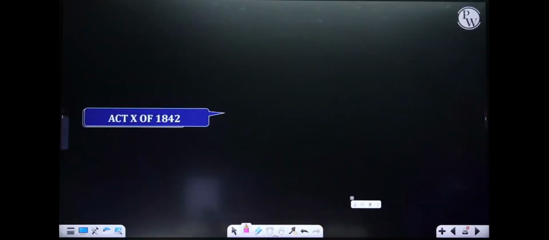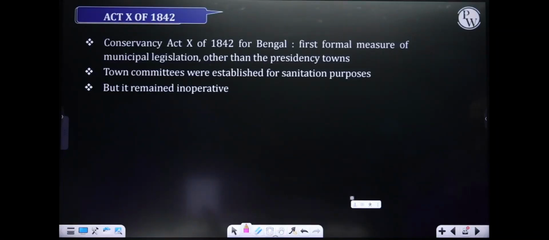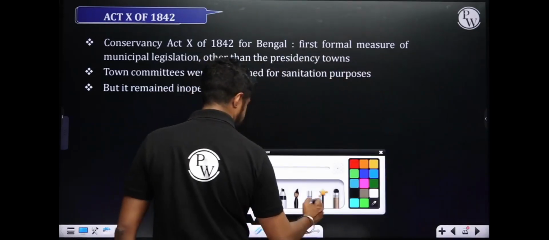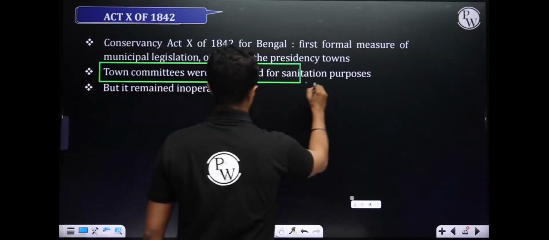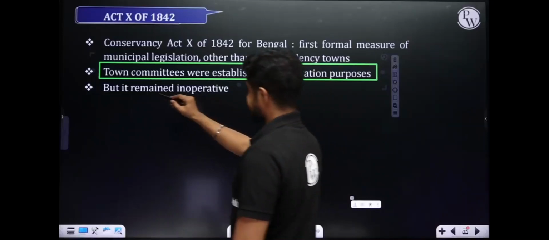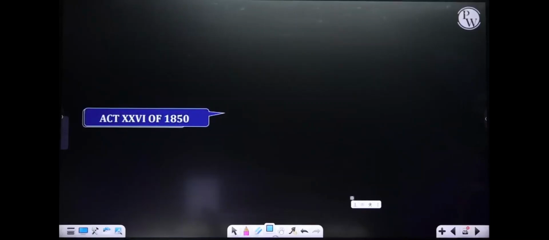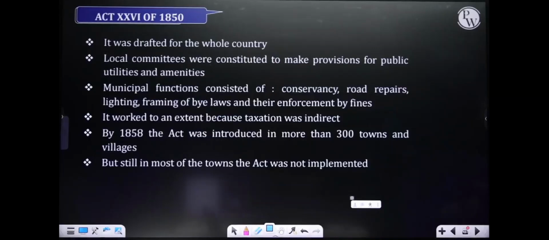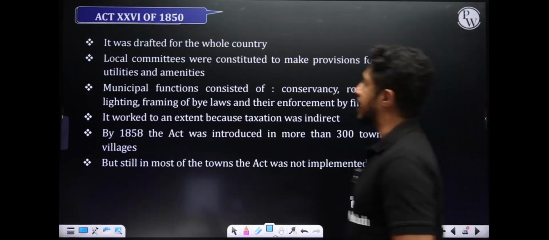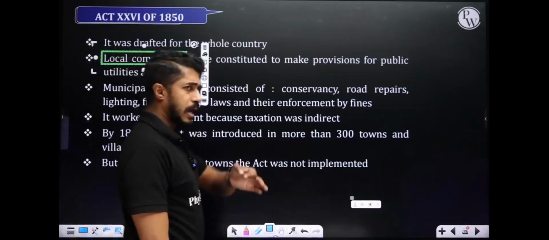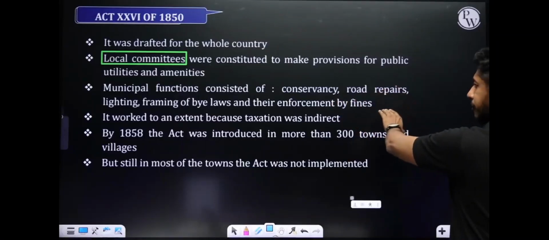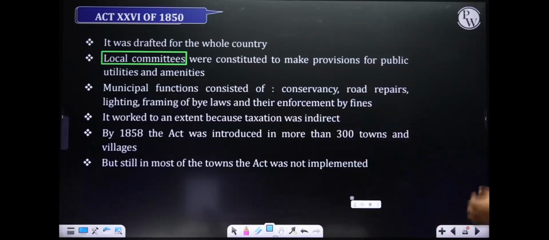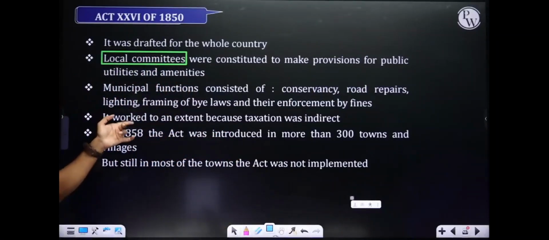Clear? Act X of 1842, the Conservancy Act X of 1842 for Bengal, was the first formal measure of municipal legislation other than the presidency towns. Town committees were established for sanitation purposes, but remained inoperative. Act 26 of 1850 was drafted for the whole country. Local committees were constituted to make provisions for utilities and amenities. That is, one committee for one utility. Municipal functions consisted of conservancy, road repair, lighting, framing of bylaws, and their enforcement by fines. Conservancy means again to protect. It worked to an extent because taxation was indirect.